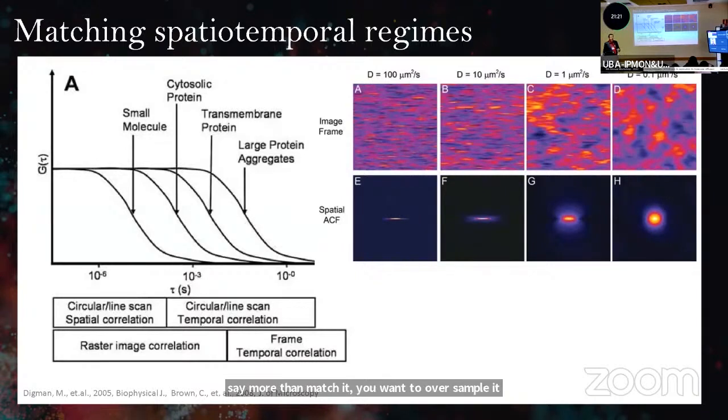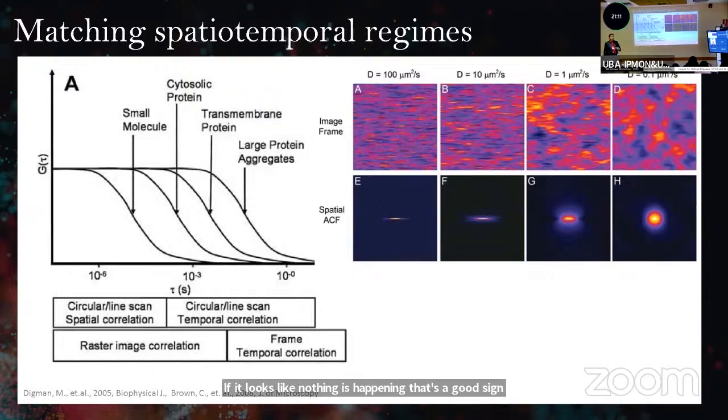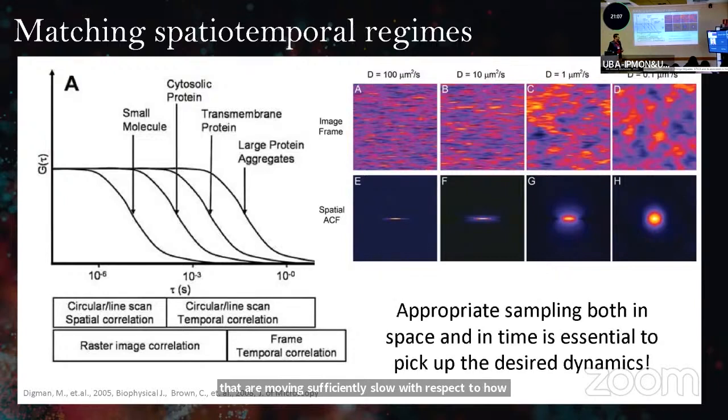Most of the time our images look like noise, or it looks like nothing is happening. If it looks like nothing is happening, that's a good sign, because then you have a lot of statistics on the things that are moving sufficiently slow with respect to how quickly you are acquiring. So I think this is one of the most important things to consider if you want to do any spectroscopy in your lab: to do the appropriate sampling both in space and in time.